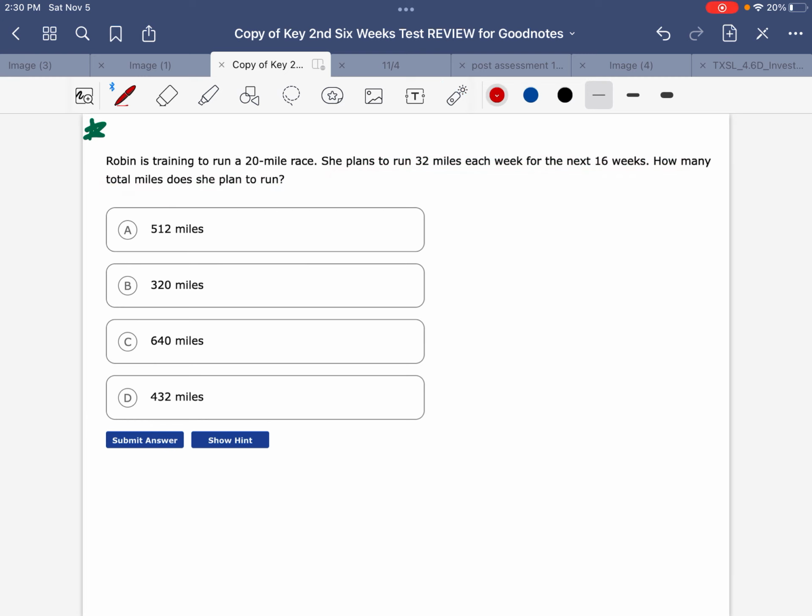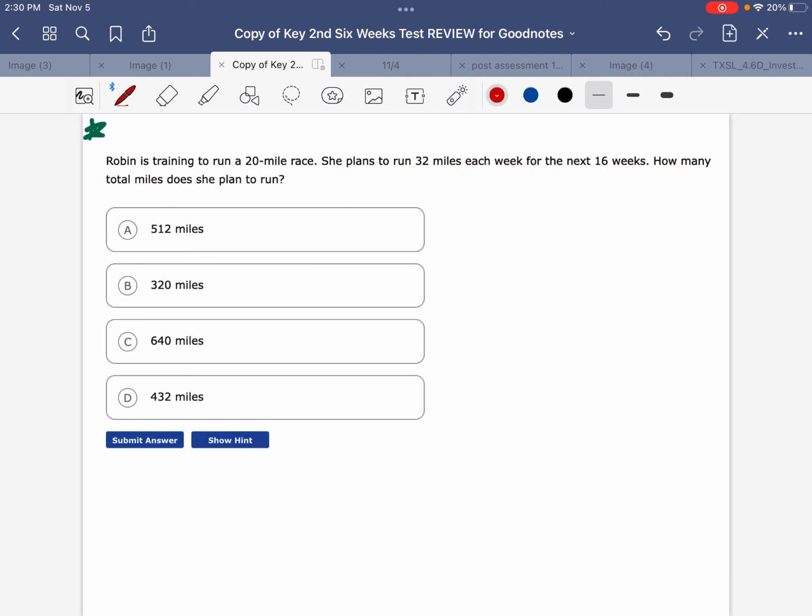I have each. Each tells me that I'm going to multiply, and I'm looking for total miles. I'm looking for a total. So I'm going to be multiplying 32 times 16. Again, I'm going to do my box. Okay, I'm going to expand my numbers.